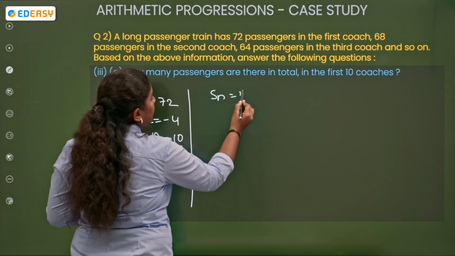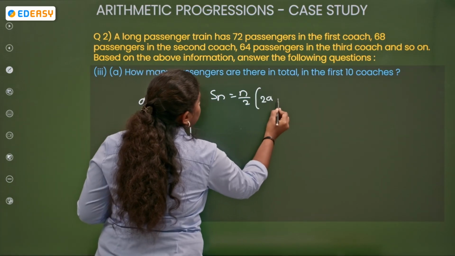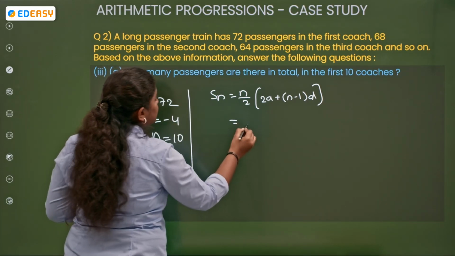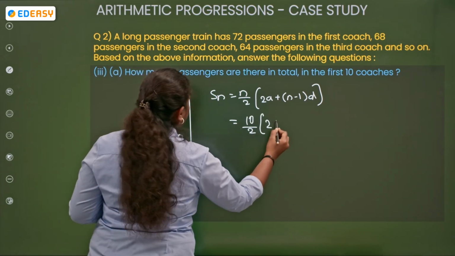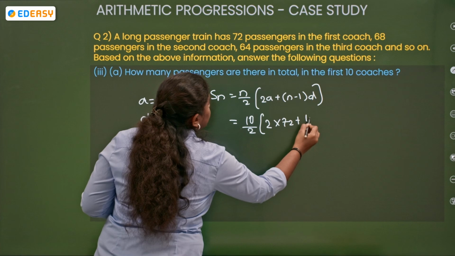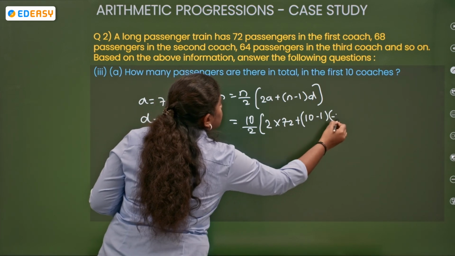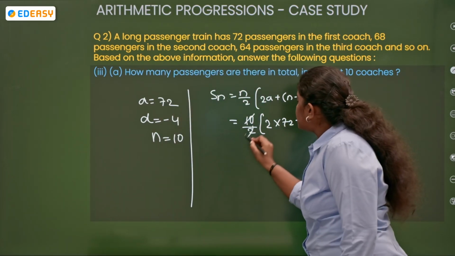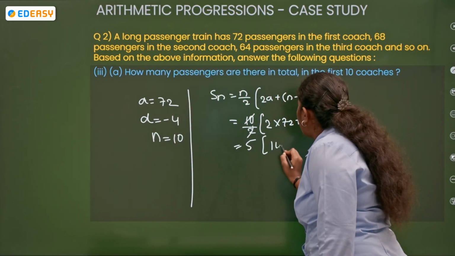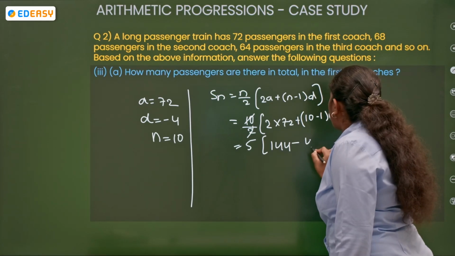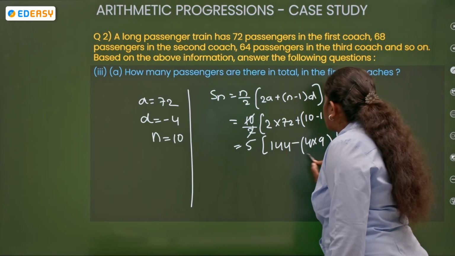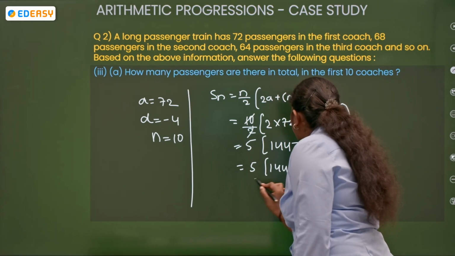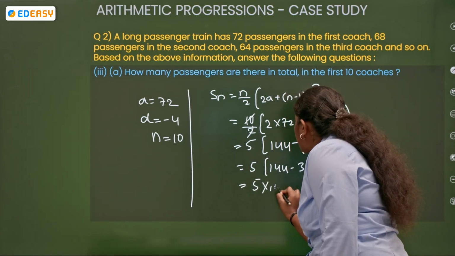Now Sn is given by N by 2 into 2A plus of N minus 1 into D. Right. Now N by 2 means 10 by 2, into 2 into 72 plus 10 minus 1 into minus 4. Clear? So now simplify this. So 2 will cancel 10 for 5 times, into 144 and minus 4 into 9. Right? So here 5 into 144 minus 36. 5 into 108.